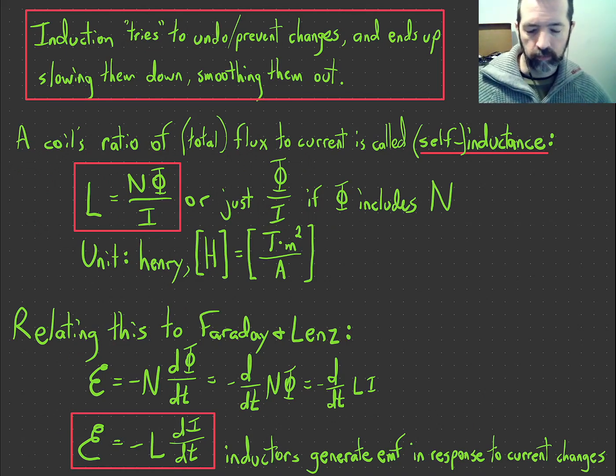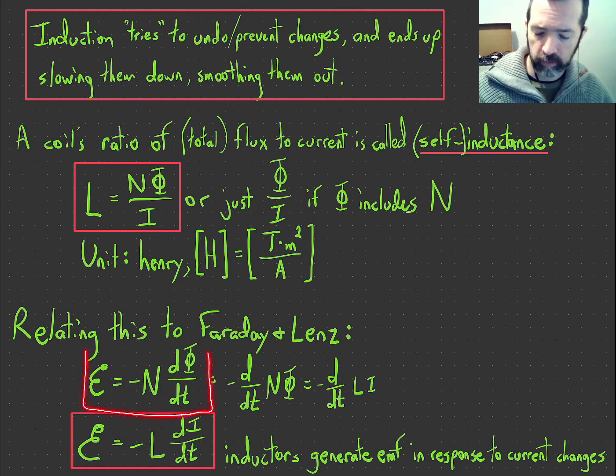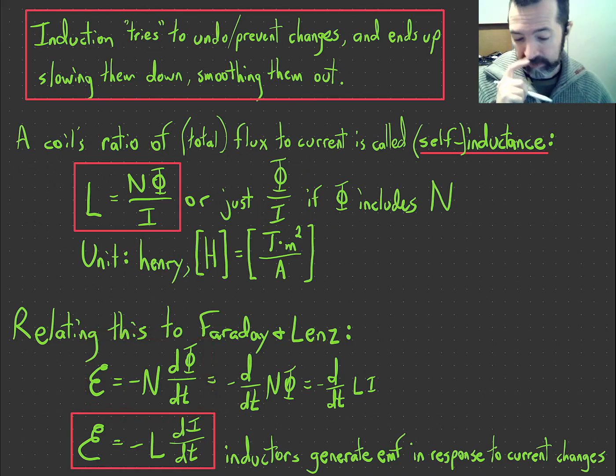But I want to relate this to Faraday's law, because that's the whole point here. So Faraday's law, the way we wrote it before, was like this. The EMF is negative N d phi dt. Again, you could include the N in the phi if you want to. That makes the equation look a little simpler, it's just negative d phi dt. But either way, N itself is a constant.